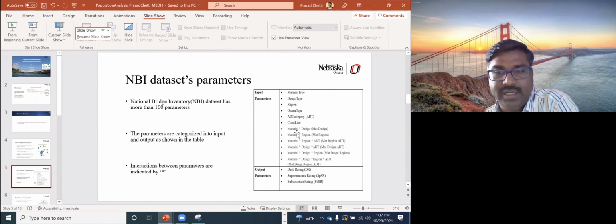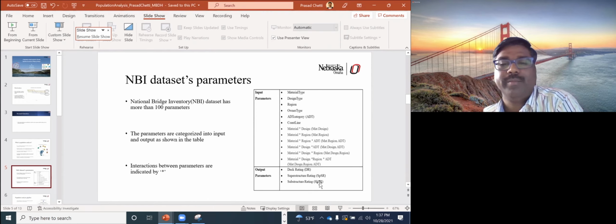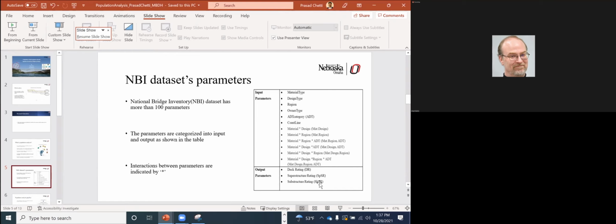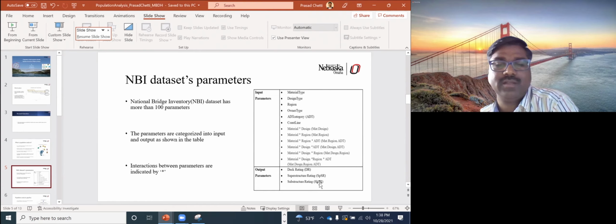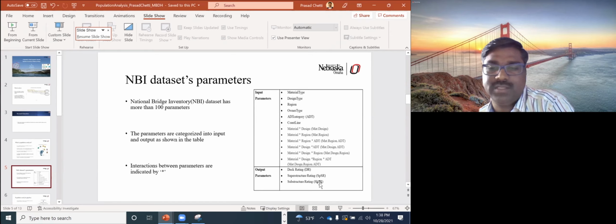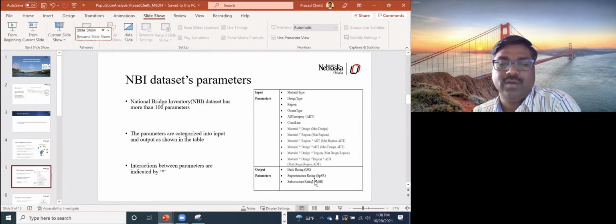Like that, we created materials with the different regions, along with the average daily traffic and so on. We considered these as input parameters. And we took bridge elements such as decks, superstructures, and substructures. Basically, they have condition ratings from 9 to 0. 9 means excellent bridge, 0 means it's a collapsed bridge. So we considered these parameters, decks, superstructures, and substructures, as output parameters.